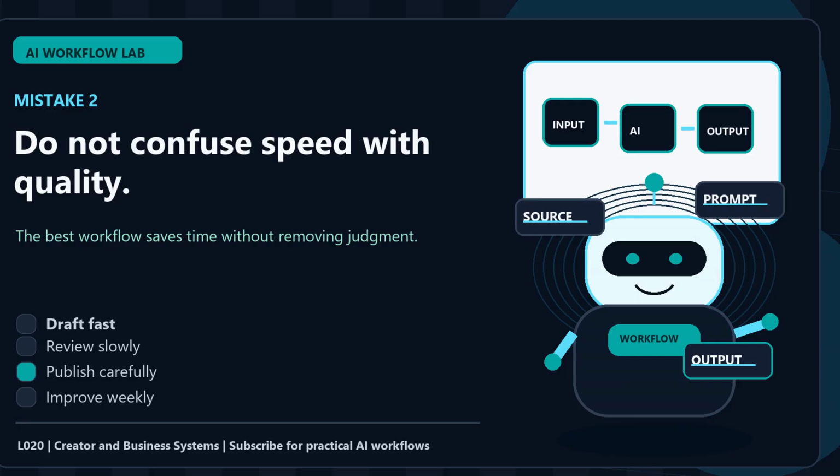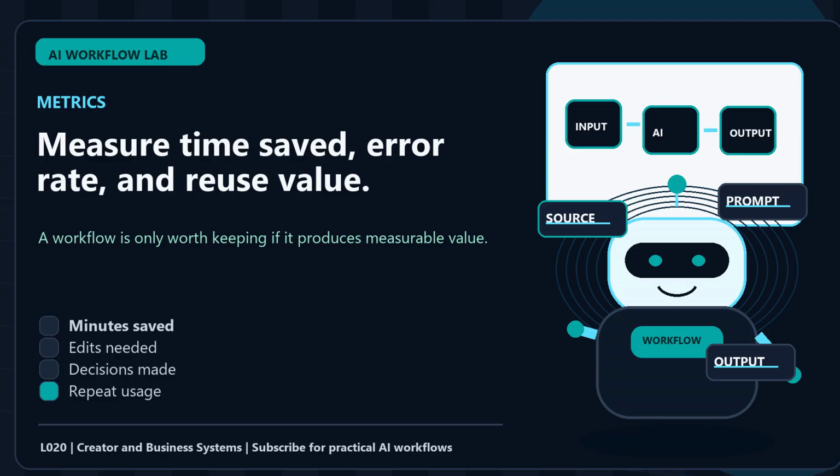For public content, client communication, financial choices, or anything with real consequences, slow down and check. This is also better for audience trust. Viewers can tell when a channel is pushing generic automated content.